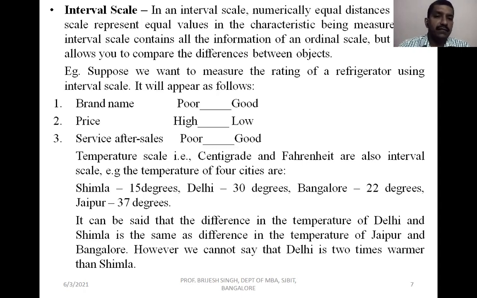Next, we have the interval scale. In an interval scale, numerically equal distances on the scale represent equal amounts of the characteristic being measured. An interval scale contains almost all the information of an ordinal scale, but it also allows you to compare the differences between the objects. Like with branding, you can have the two extremes, either poor or good, and in between, wherever they feel they are okay, they can put a tick mark there. So that is the kind of interval scale data that can be created here.